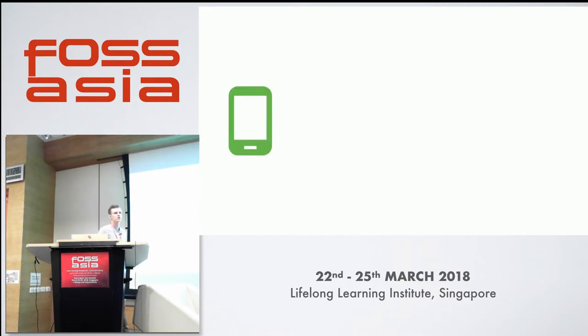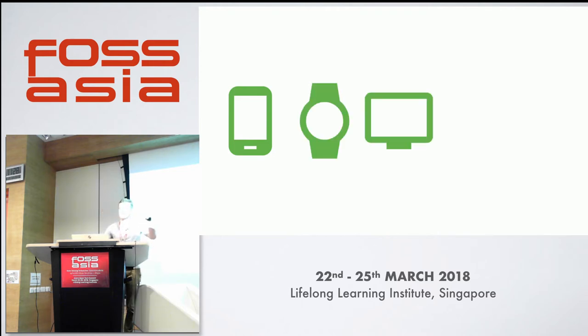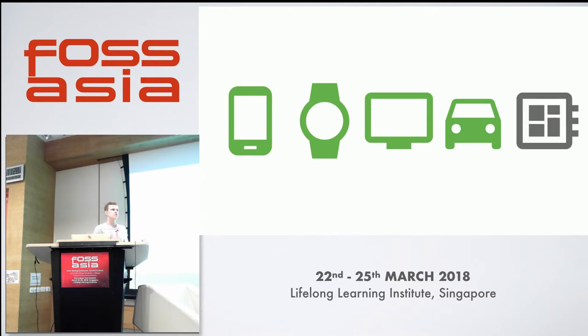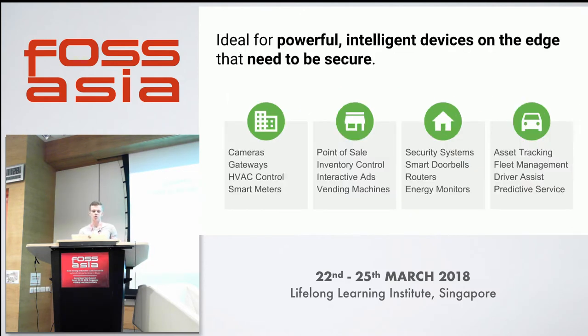Android is a super popular operating system. It's in smartphones, like 2 billion devices, it's in smartwatches, it's in your TV at home, it's inside cars. And why not use the same operating system inside embedded devices? Because in the modern world there are so many smart devices with screens or without screens.